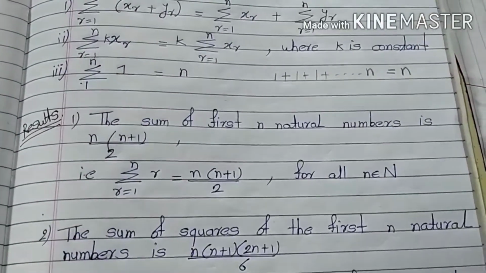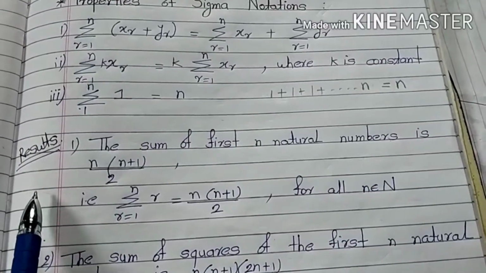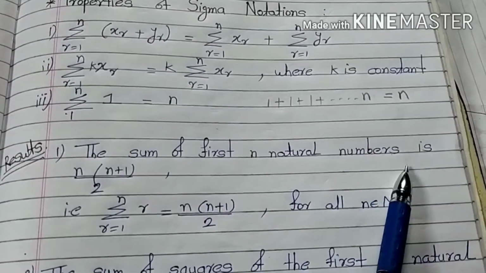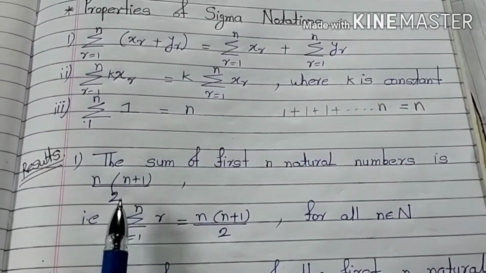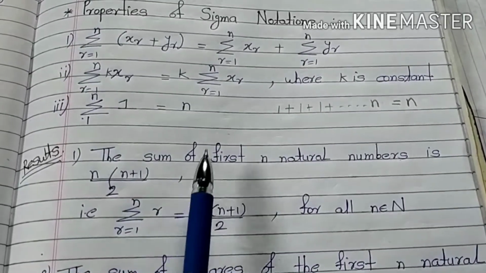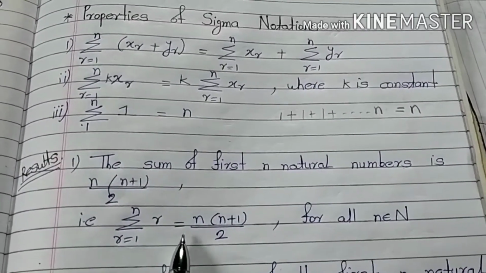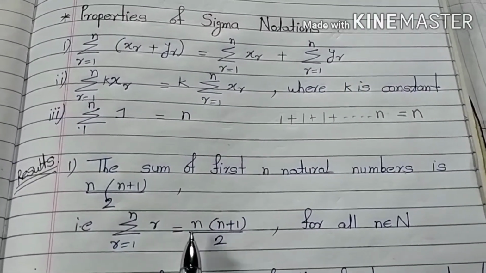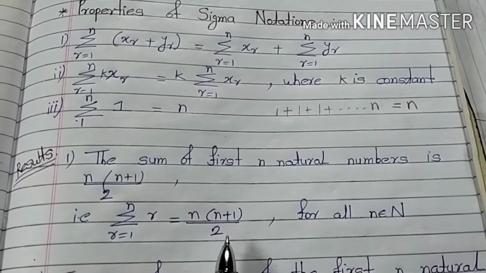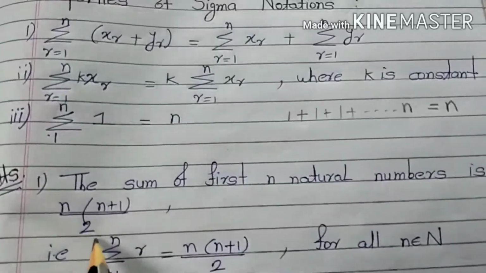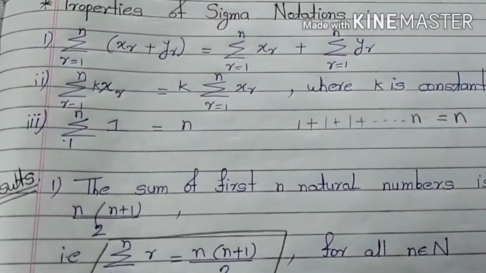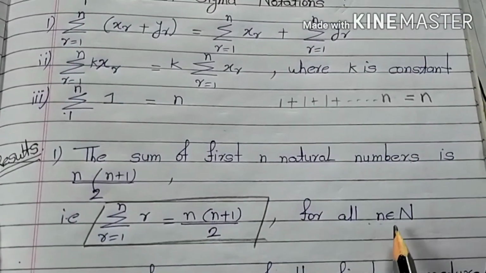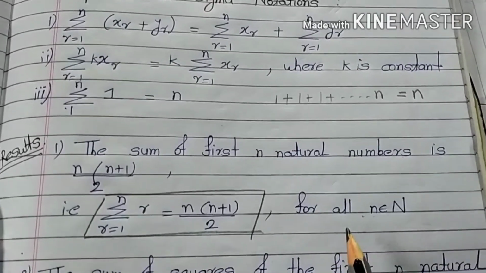Now there are some results of sigma. So what is that result? Let us check. The sum of first n natural numbers is n plus 1 upon 2. Means the sum of first n natural numbers is given by summation of r where r runs from 1 to n, which is equal to n into n plus 1 upon 2. So this is a very important formula, and this n belongs to natural numbers. Natural numbers starting from 1, 2, 3 up to so on infinity.